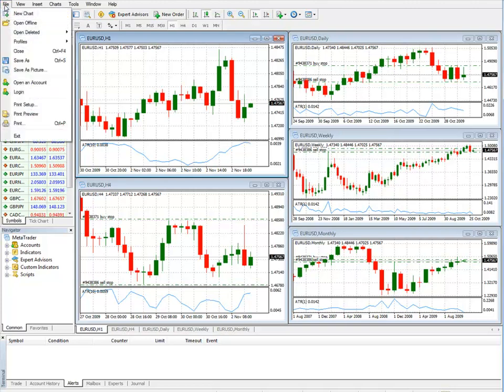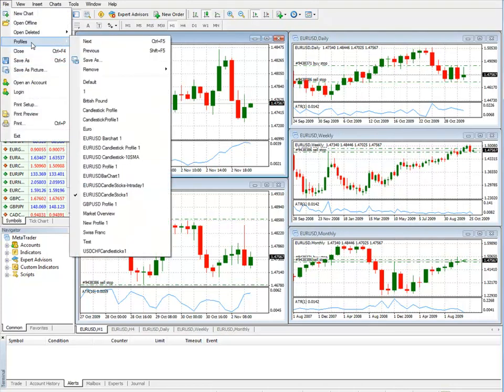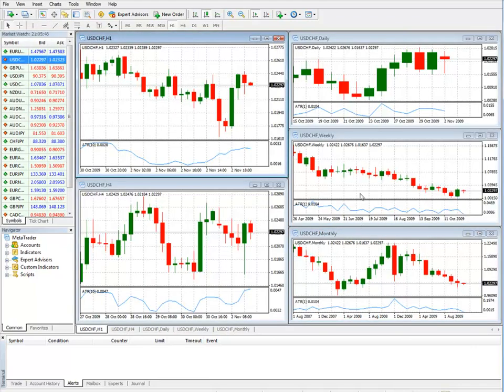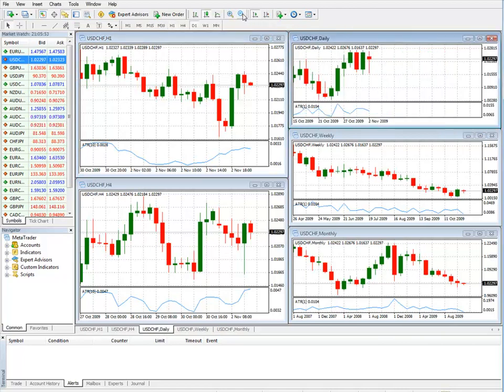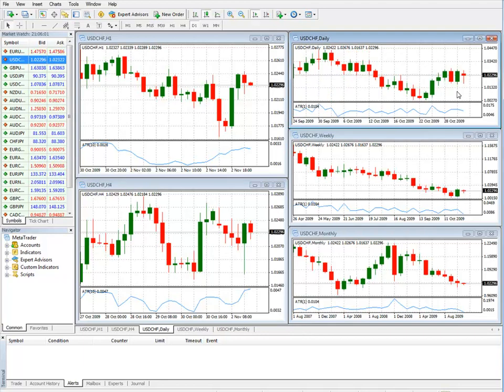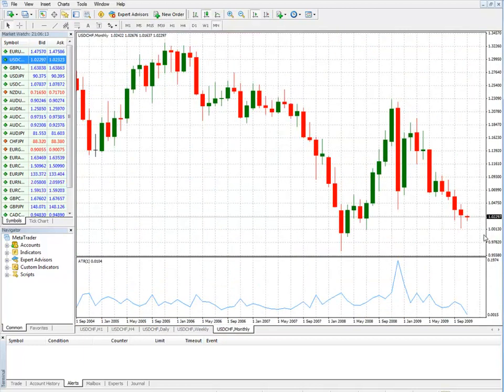So I'm going to pop back over here to US dollar Swiss franc. Okay, there we go. That's everything we were looking at before, just in the form of the wonderful US dollar Swiss franc. And as you can see, lots of interesting things. You look around and find patterns and trades that are of interest to you.